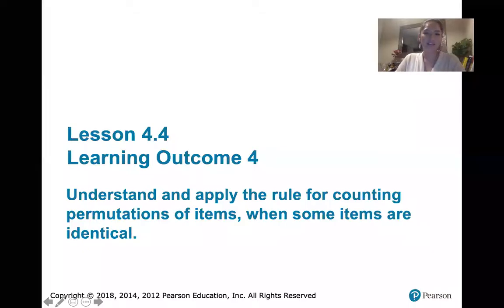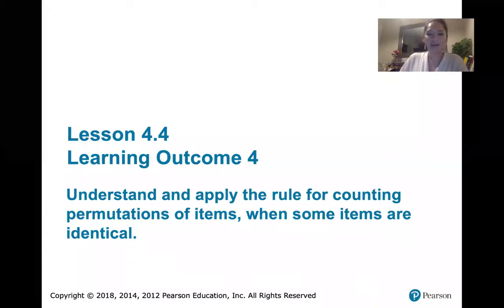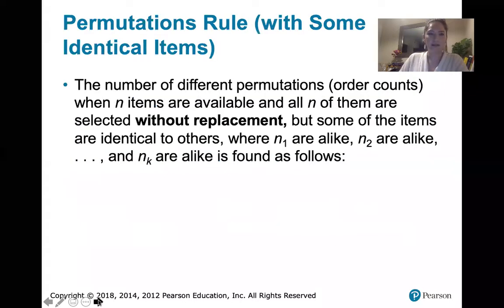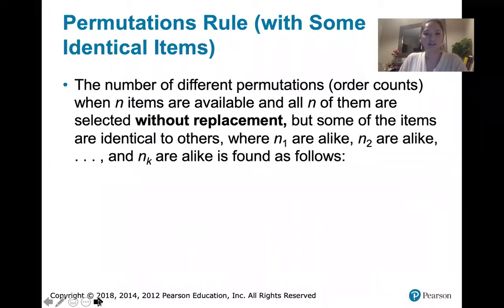In this video, we discuss learning outcome number 4 from lesson 4.4, which is all about permutations, but this time some items are identical to each other. So let's say you have n items available and you're selecting all of them, but you're selecting without replacement. But this time some of the items are identical. So you might have n1 that are alike or n2 that are alike, all the way through n sub k that are alike. Then the number of permutations, that's just the number of arrangements where order matters, can be found as follows.